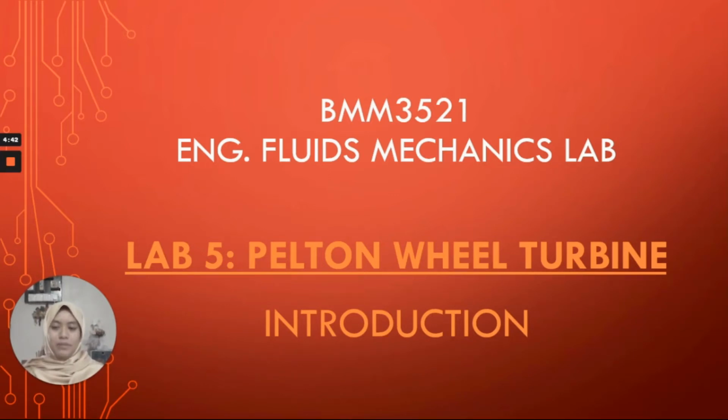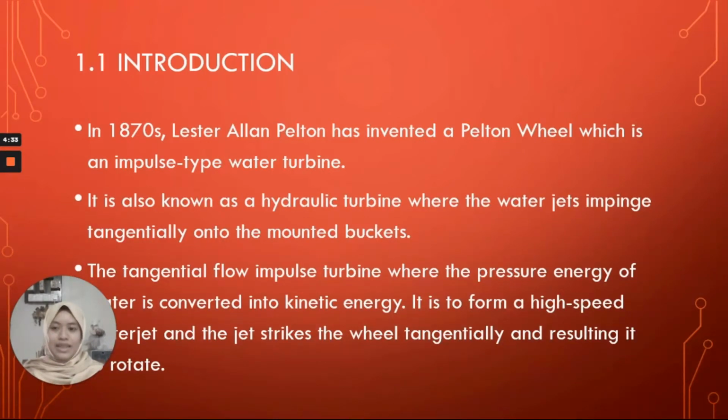For experiment 5, Pelton Wheel Turbine, I will present chapter 1, which is the introduction. In the 1870s, Lester Alan Pelton invented the Pelton wheel, which is an impulse-type water turbine. It is also known as a hydraulic turbine, where the water jets impinge tangentially onto the mounted buckets. It is a tangential flow impulse turbine, where the pressure energy of water is converted into kinetic energy to form a high-speed water jet, and the jet strikes the wheel tangentially, causing it to rotate.